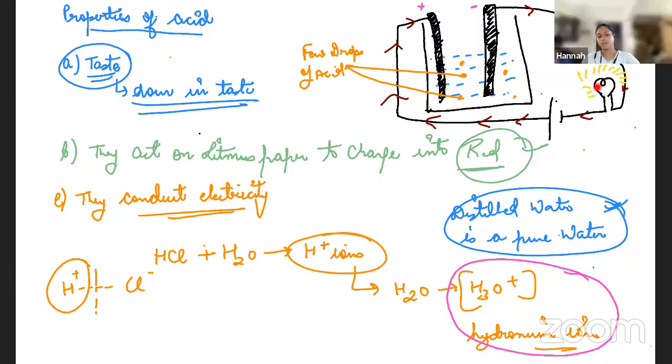Does it have to be hydrochloric acid? Any acid. Any acid will release H+ ions because acid is made up of H+ ions. The H+ ions make H3O+ ions, called hydronium ions, and they conduct electricity.